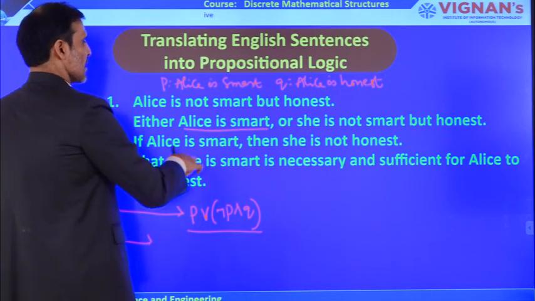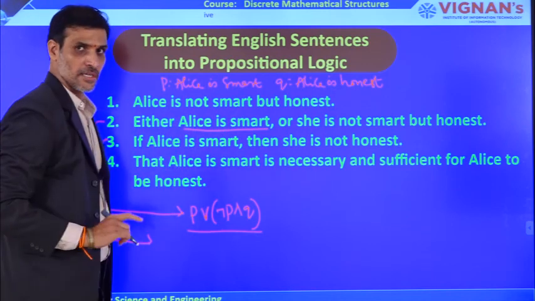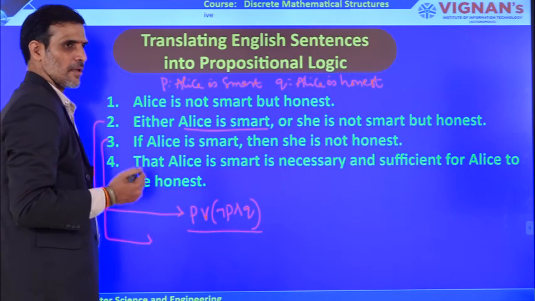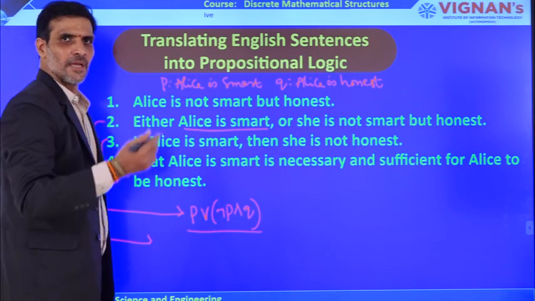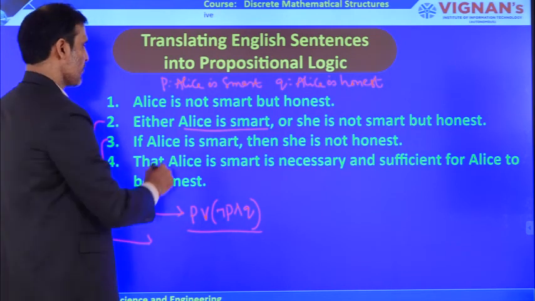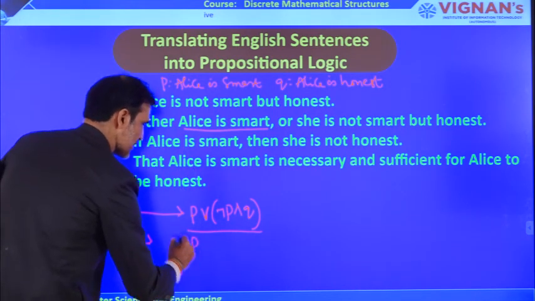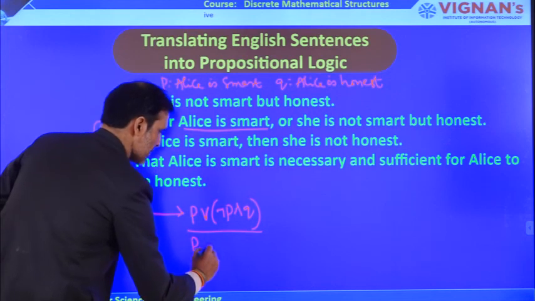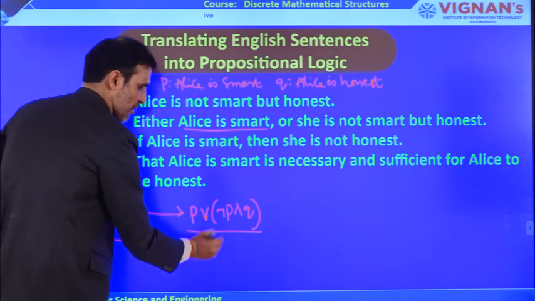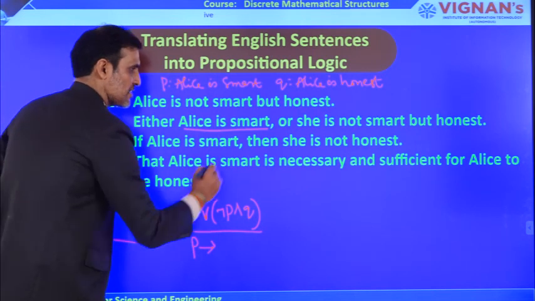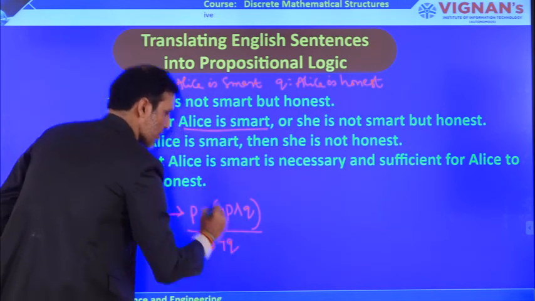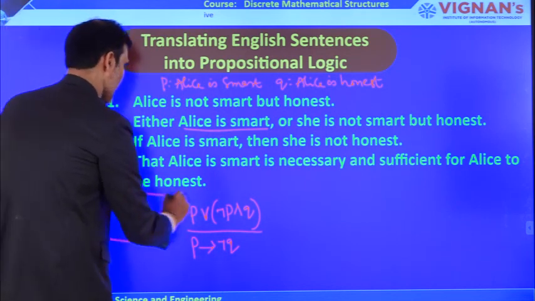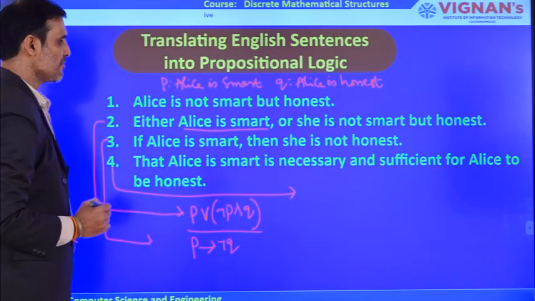Similarly, the third sentence is very easy. If Alice is smart, then she is not honest. When can we use if and then? When there is an implication. P implies Q means if P, then Q. So Alice is smart is taken as the propositional variable P, and if and then is written with the implication symbol. She is not honest means negation Q. This is the third one. I hope it is clear to you. Coming to the fourth one, how do we write it?